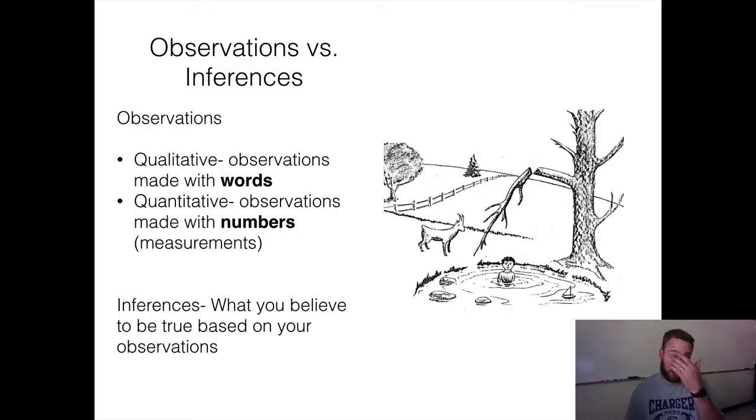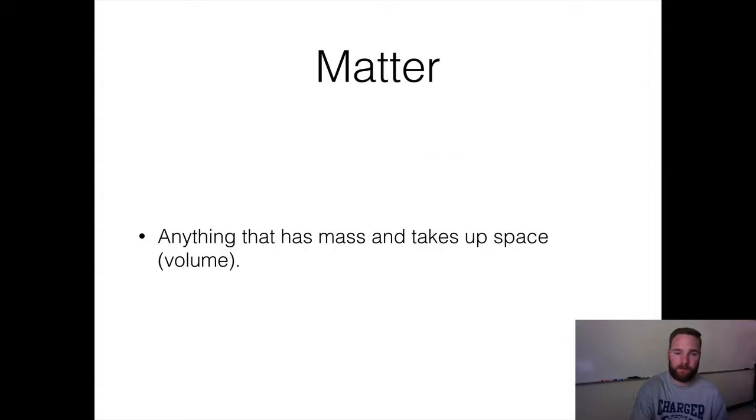So in science, we want to be careful about making inferences when we should be making observations, right? Using our 5 senses to simply describe a truth. Sometimes we'll want to make inferences, but a lot of times it will just be observations.